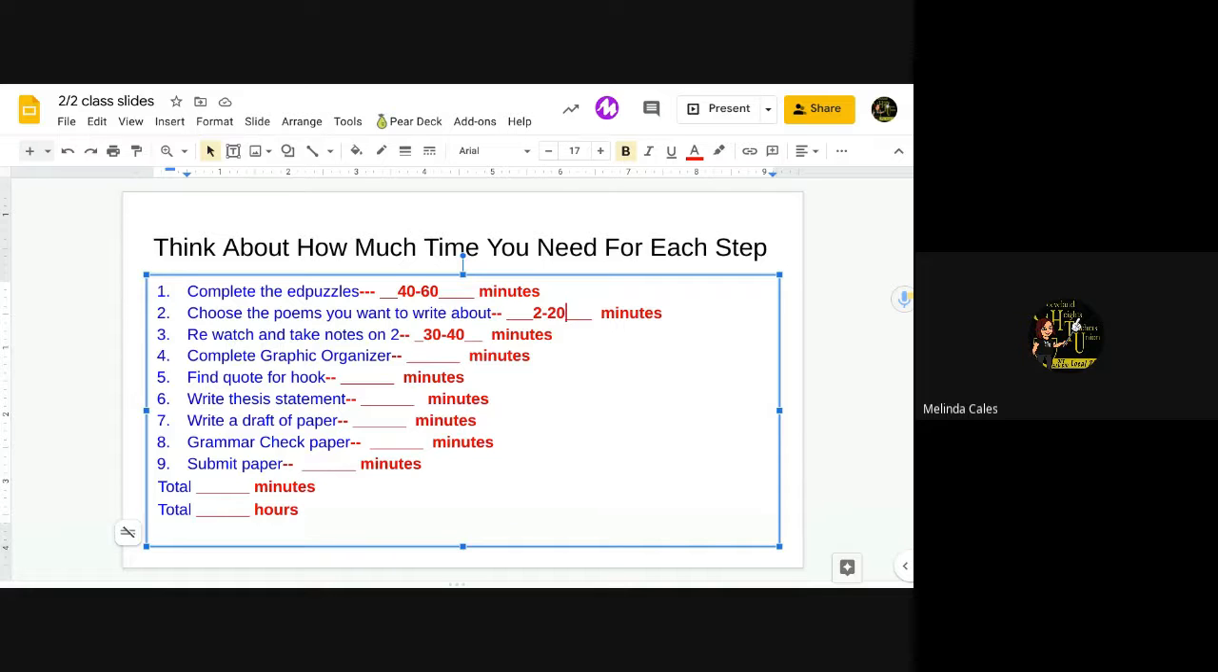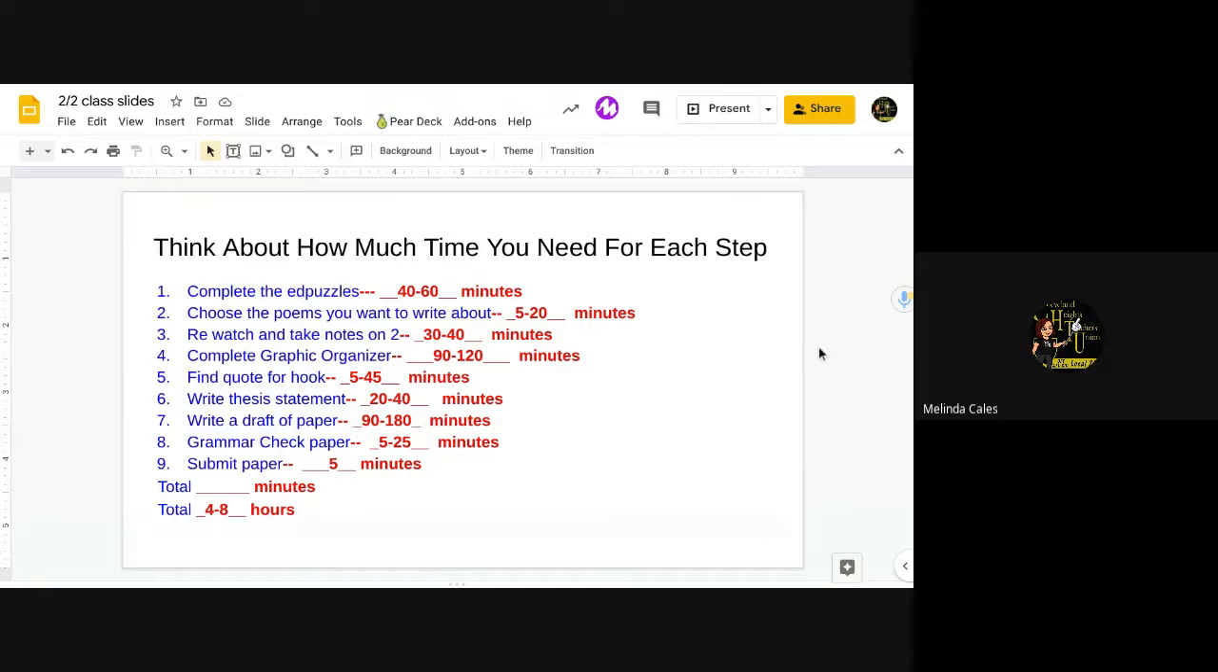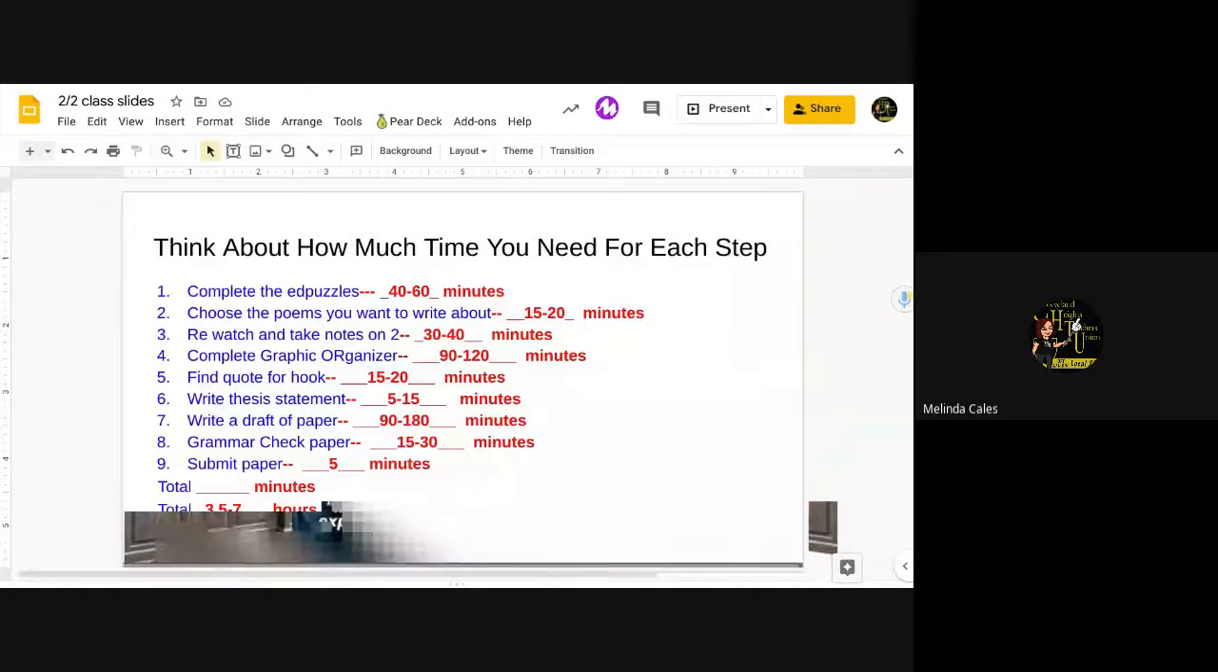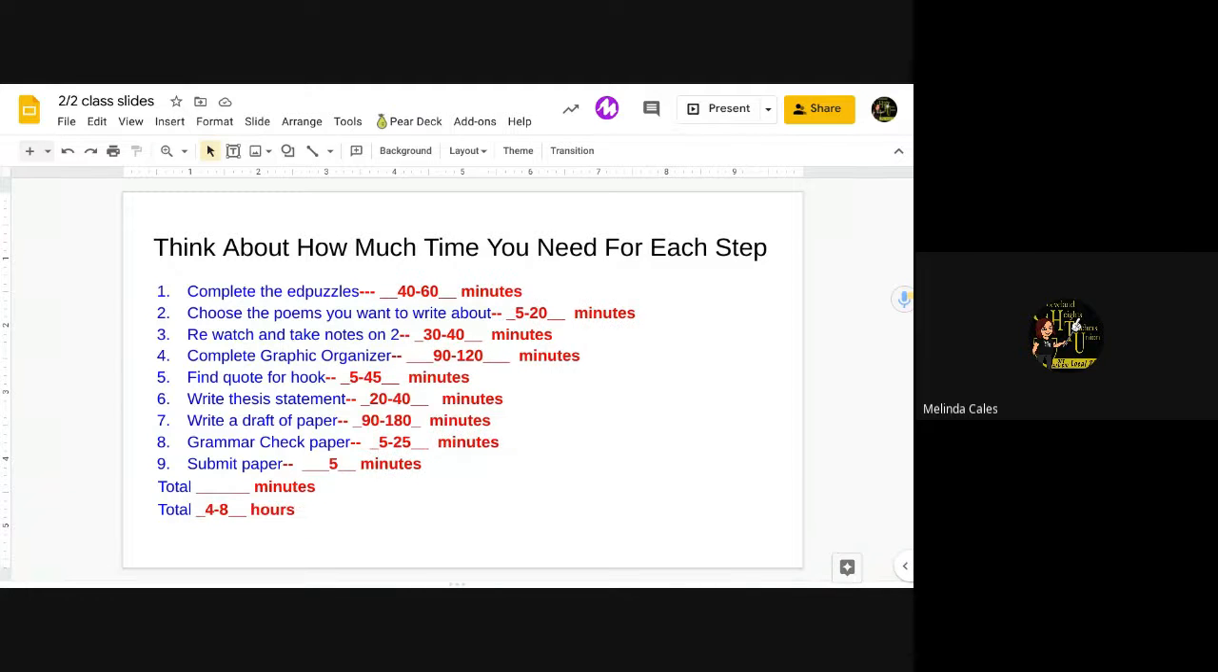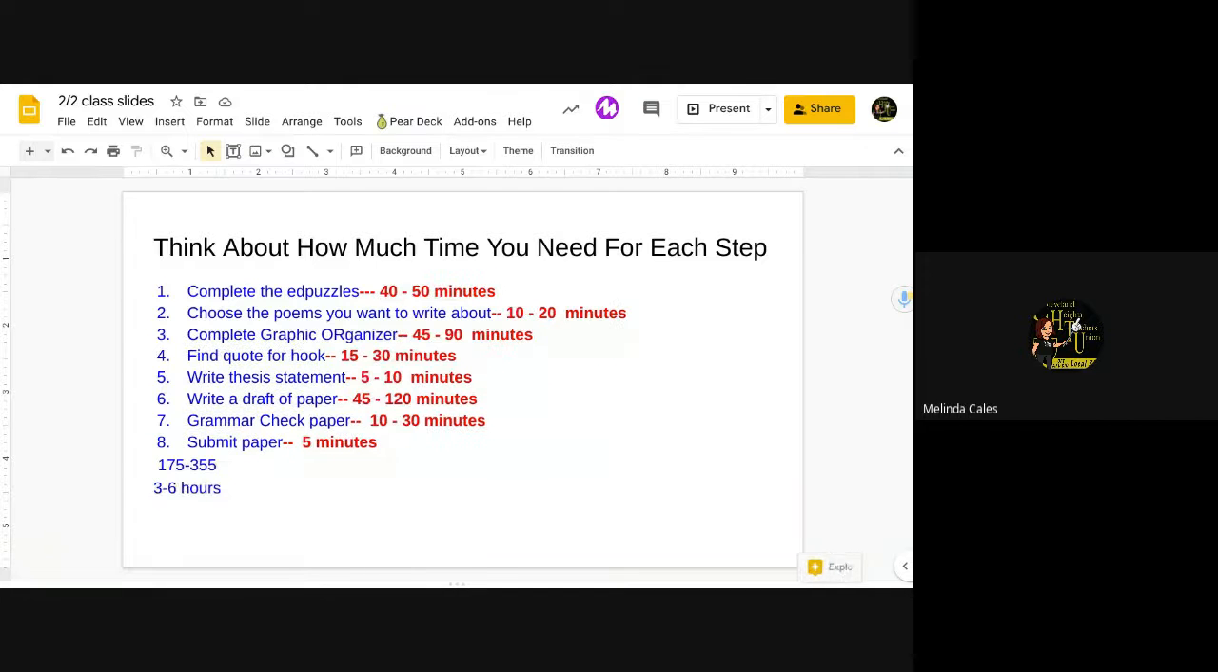So since we have about 4 minutes left of class, I'm going to show you what some of the other classes came up with. Most recently, last period, they were a little bit above where the other classes were. One class said it was going to take about 3.5 to 7 hours to do. Last period, it was about 4 to 8. And then the class I did it with the first time said 3 to 6.